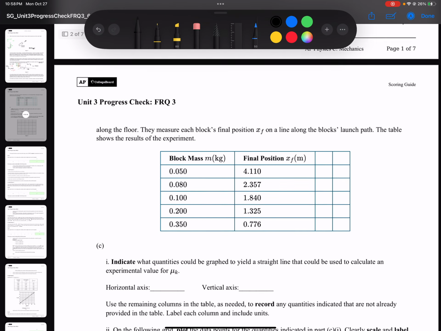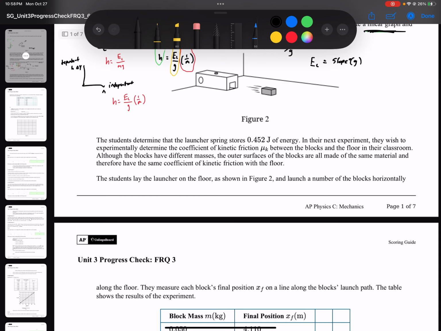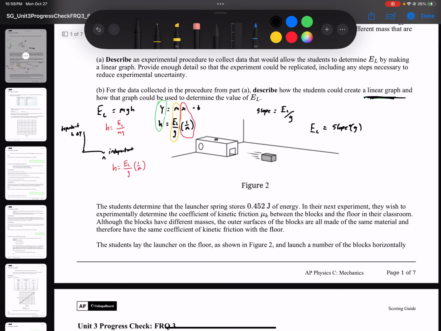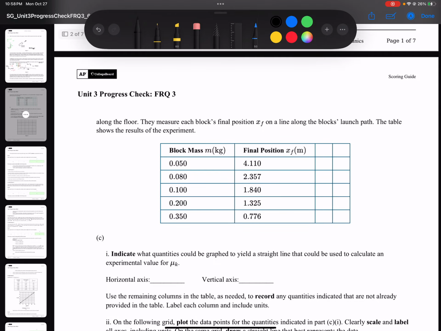Okay, so here they actually set up a different experiment where they know the energy of the launcher. They measured 0.452, and now they want to figure out the coefficient of friction between the blocks and the floor as they launch across the ground. So here they have some data, and what we notice is as the blocks get more massive, their final position is going to be smaller and smaller.